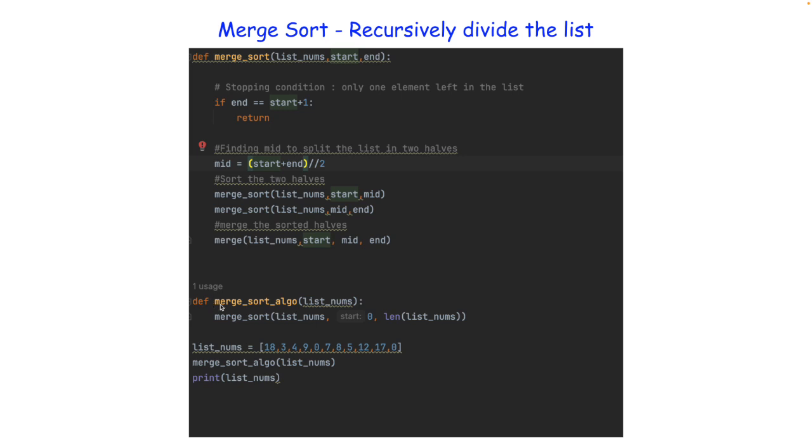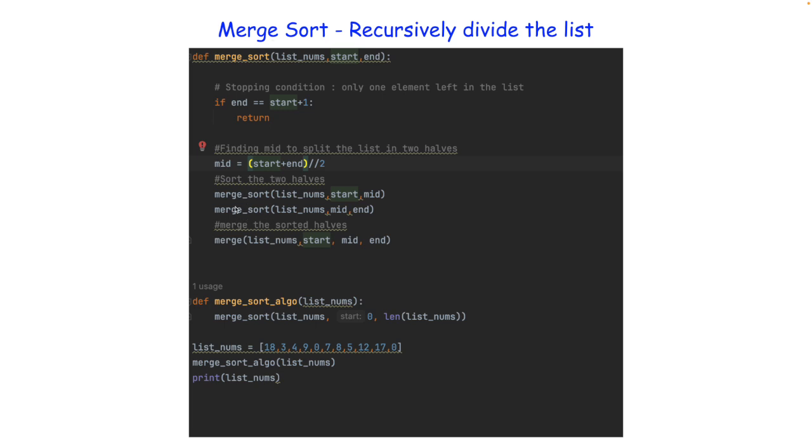So we have another utility function here to call the actual merge sort function, which sends the list as well as the initial start and end indices. Since initially we consider the whole list, the start index will be 0 and the end index will be the length of the list. Inside the function, we divide the list into two halves by finding the mid, and then we call the same function merge sort for sorting the two lists.